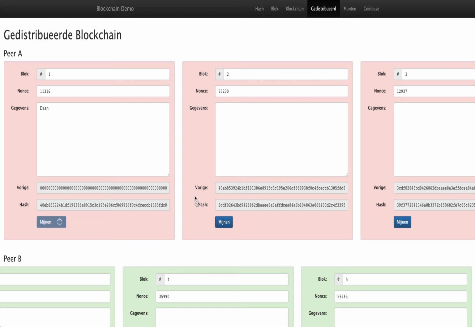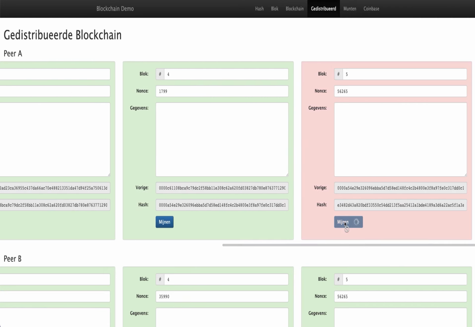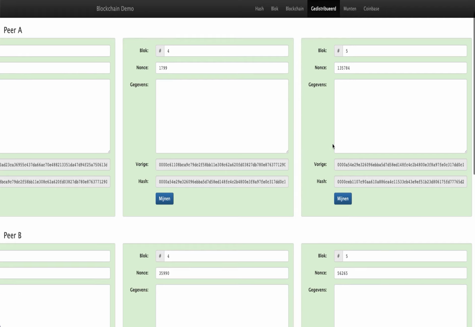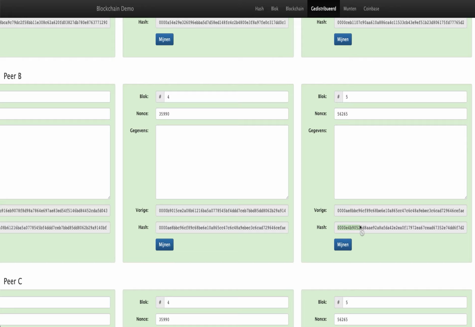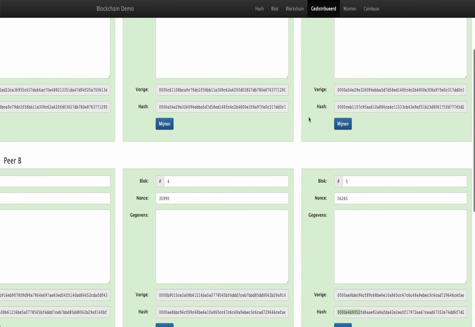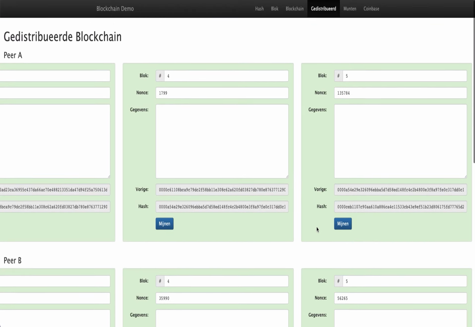This takes some time. There it is. So they are almost all green again. Now they're all green again, but we look at the last hash and it is not the same anymore. So we have a valid chain, but we do not have the same chain anymore. There's no consensus now. How do they reach consensus?